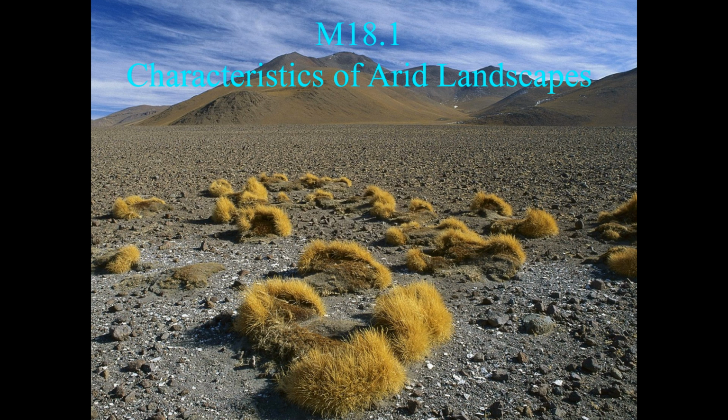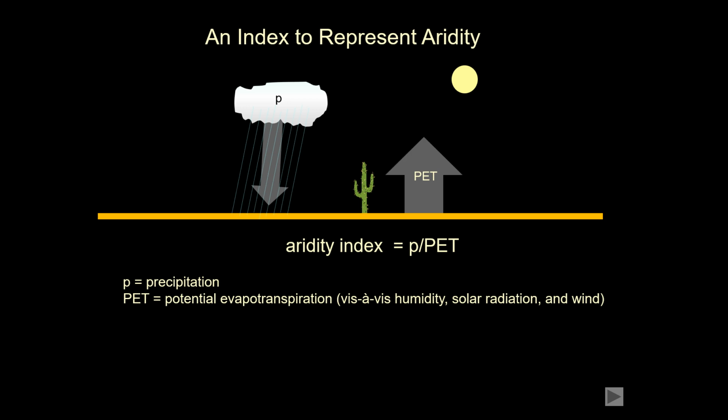In this first video for Module 18, we consider characteristics of arid landscapes. So let's take a look at this word arid. What does arid mean? Well, most scientists use something called the aridity index to represent arid regions on the planet. And the aridity index considers precipitation, P, divided by potential evapotranspiration, or PET.